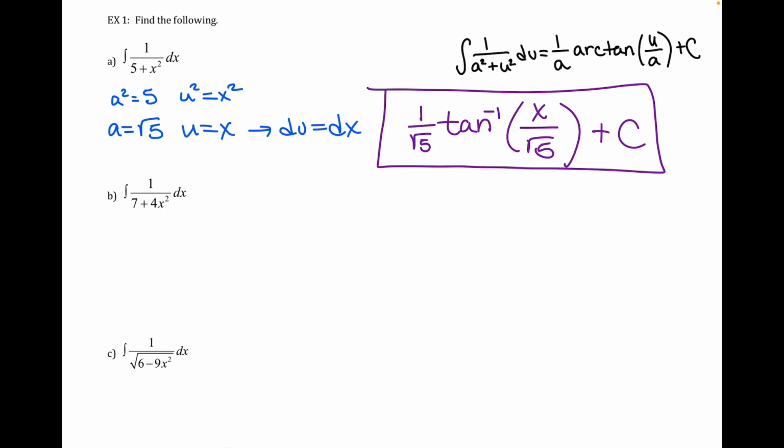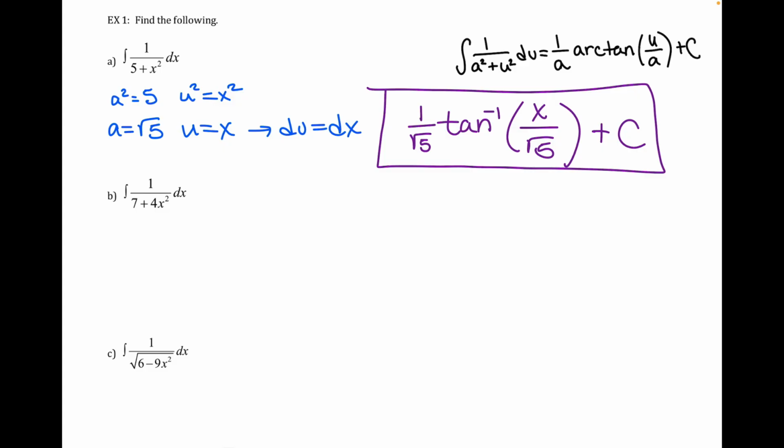That means my antiderivative is going to be 1 over a, so 1 over root 5, arctan. I wrote that as inverse tangent. Those are the exact same thing. So we've got inverse tangent of u over a, which in this case would be x over square root of 5, and then plus c.